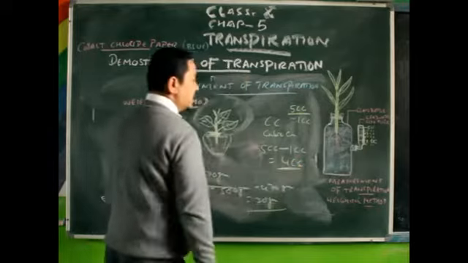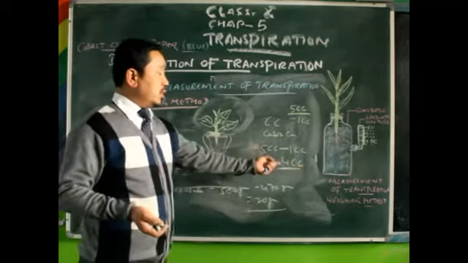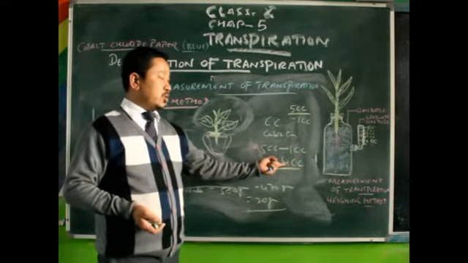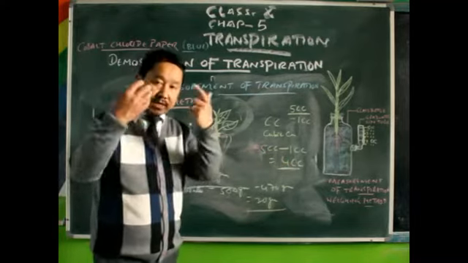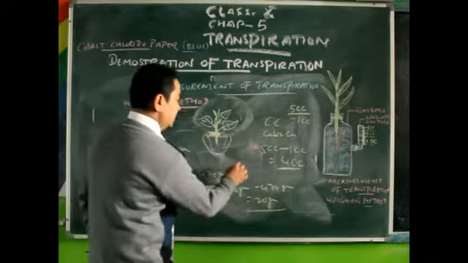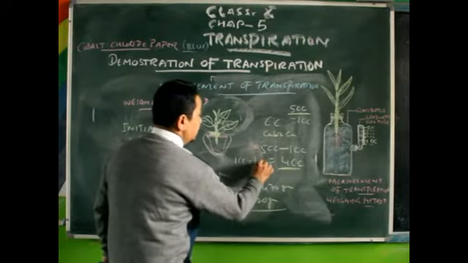So this cc, the volume in cubic centimeter, which is the volume of the water, can be converted into gram also. That is, 1 cc equals 1 gram.